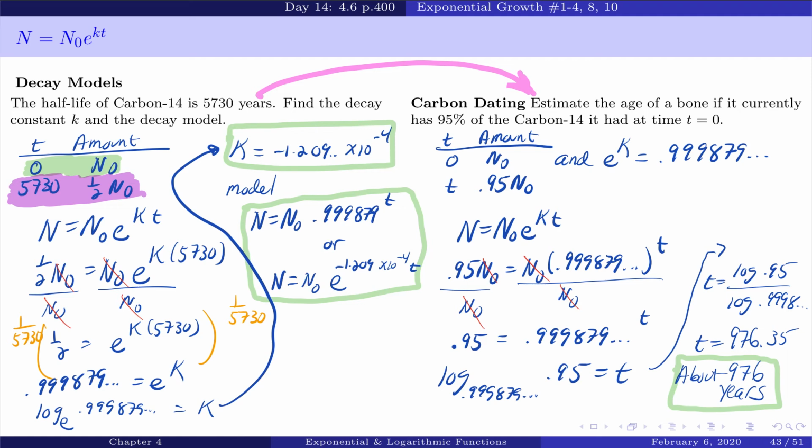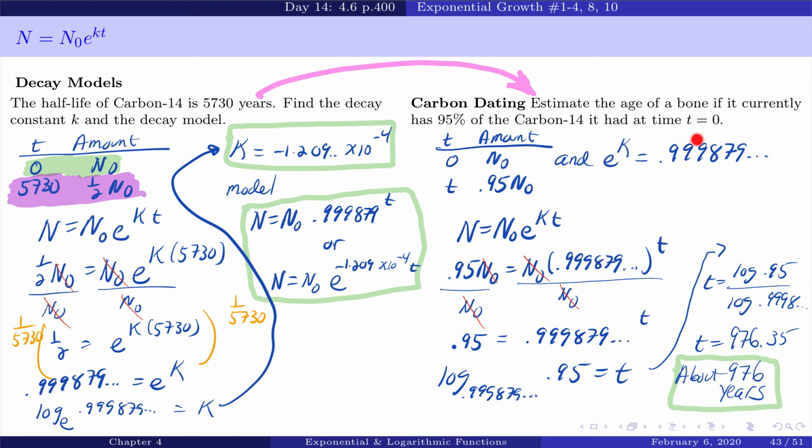So the last example is going to use carbon again. So the e to the k that I found in the first example is going to be moved over here. So I'm going to use it again. Estimate the age of a bone if it currently has 95% of the carbon-14 it had at time equals 0. So at 0, again, I don't know how much I had, but now we're trying to find the time when 95% of it is remaining. So I need 0.95 of my original amount to be my amount.